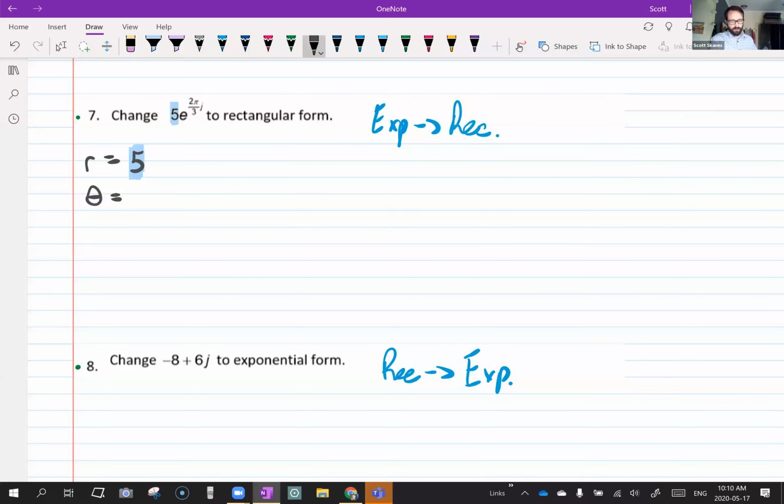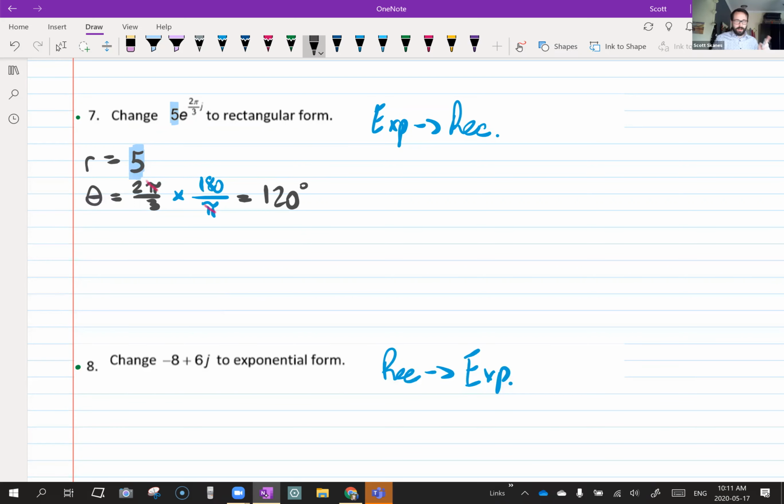Just the 5. The theta, in this case, is 2 pi over 3, but we need to get that into degrees. So how do we multiply it to get to degrees? We need to cancel the pi. How do we cancel the pi? Put pi on the bottom and put 180 on top. If you do that, it cancels the radians out, and it'll become an angle in degrees. 2 times 180 divided by 3 is 120 degrees.